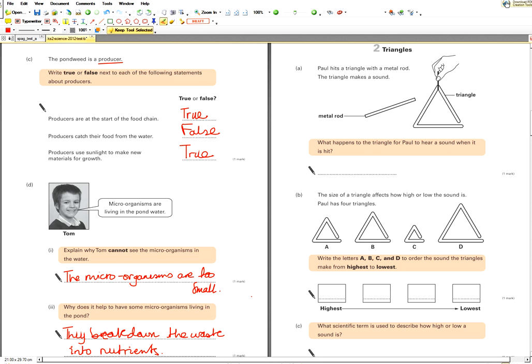For example, when leaves fall and are on the floor, microorganisms break the leaf down, and the nutrients that come out of the leaf go into the ground, and other plants use them to grow. It breaks it down into small molecules.